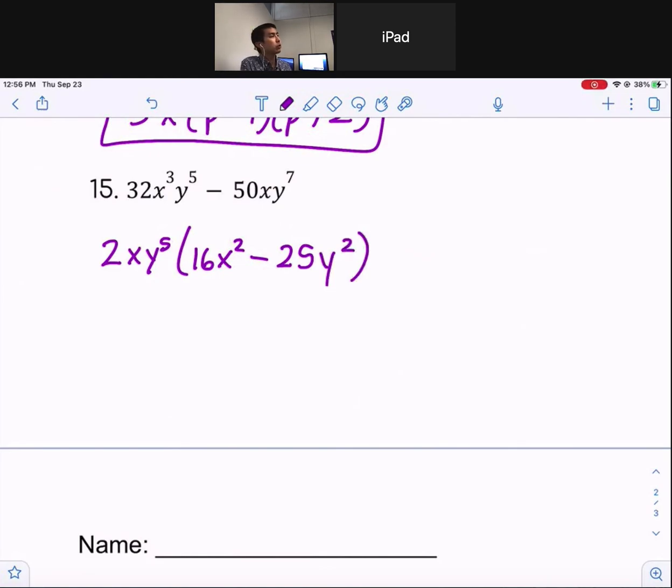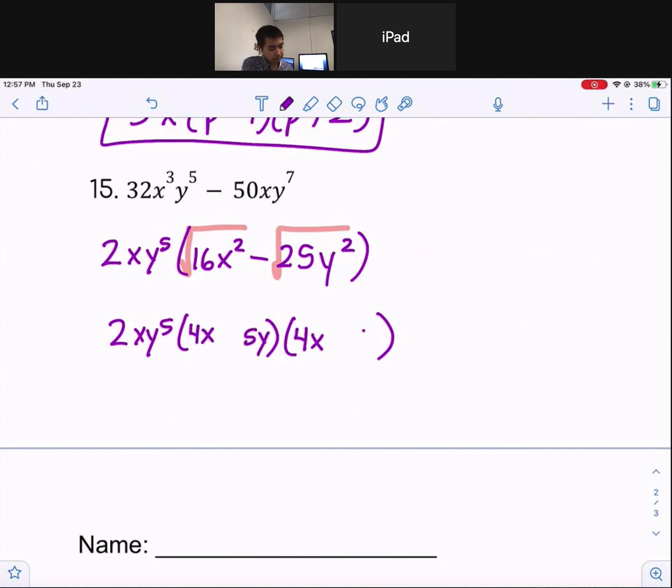Okay, two terms. Is it squares or is it cubes? This is squares. There is something times itself that gives you both of those. What times what is 16x squared? 4x. What times what is 25y squared? 5y. Plus and minus.